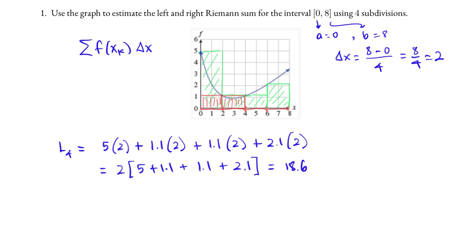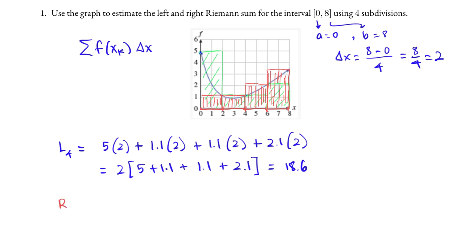From 4 to 6, 6 is the right endpoint, we would go to the graph, use that height to draw the rectangle from 4 to 6. And from 6 to 8, the right endpoint is 8, we go to the graph using that right endpoint, and then use that height to draw the rectangle from 6 to 8. And so the right Riemann sum will be the sum of the areas of the 4 rectangles.